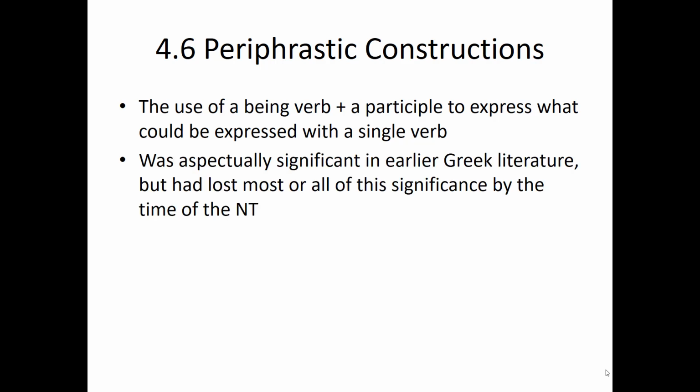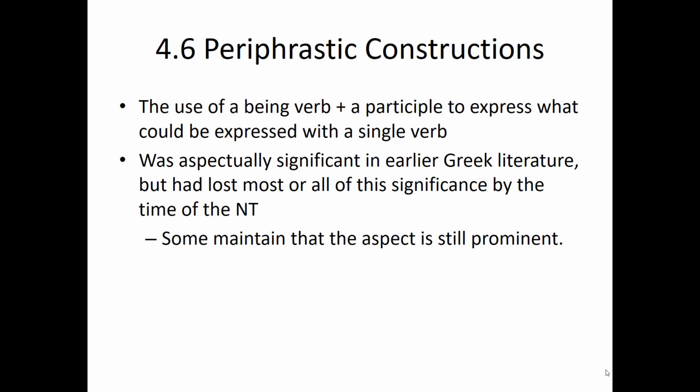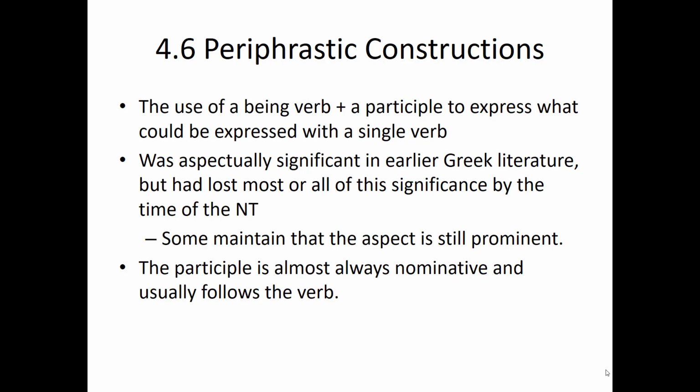Wallace says that in earlier Greek literature, before the New Testament literature, the reason that this was done was to place a greater significance on aspect. In his view, some of this aspectual significance was diminishing and almost null by the time of the New Testament. Others would maintain that the aspect is still prominent even in the New Testament period. In these constructions, the participle is almost always nominative, and it usually follows the verb.